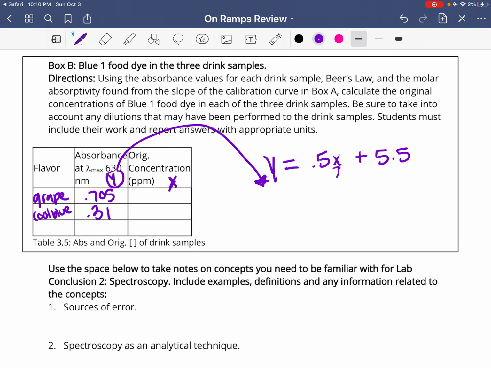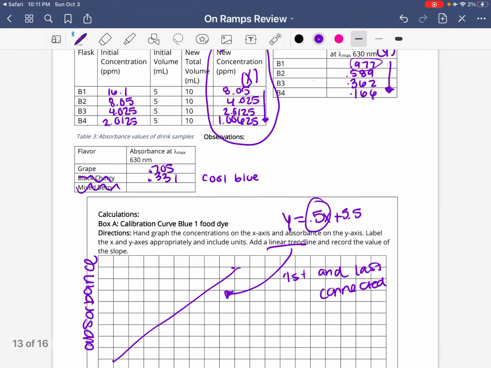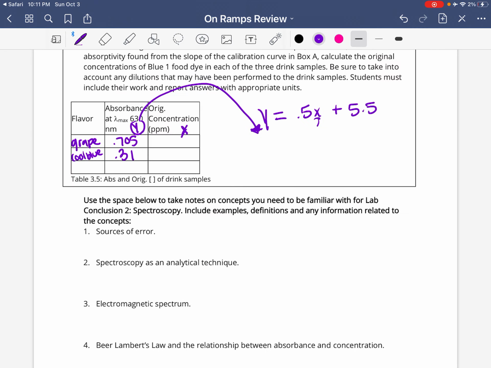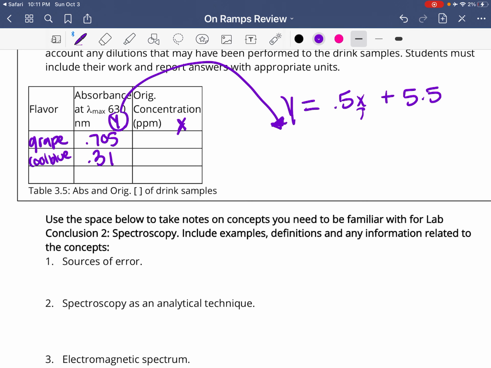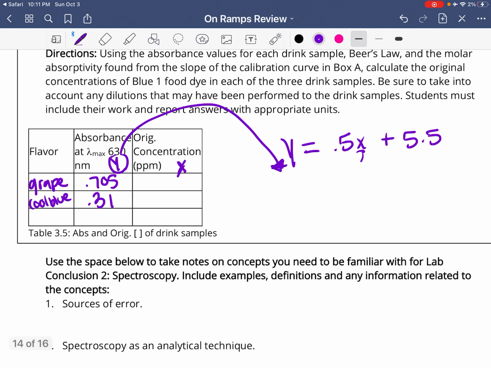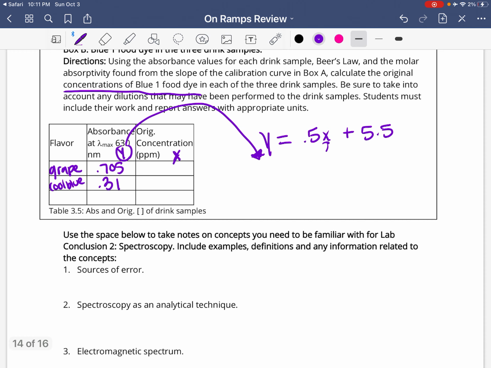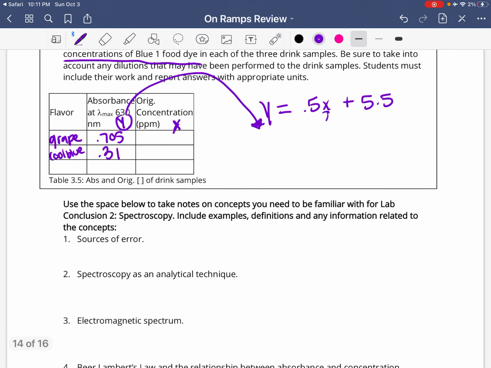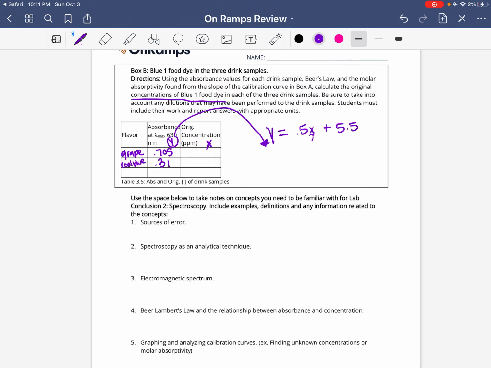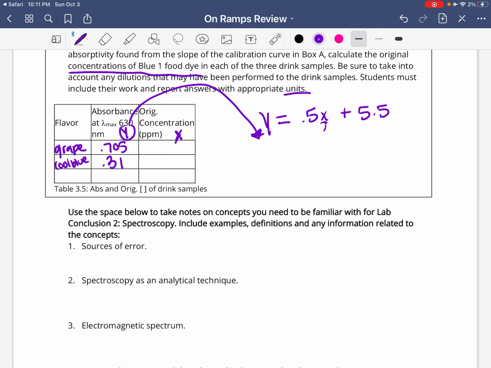Because we found the absorbance, so using our linear line that we got from our graph, we'll be able to find the concentration of the grape Kool-Aid and the cool blue Gatorade. We'll be able to find the concentration of how much blue 1 dye is in the samples. Okay? So you must include your work. So plugging in Y and getting the concentration. Make sure you include units.